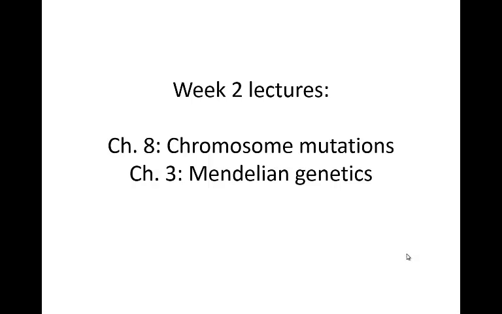So this week we're going to be getting into a little bit more meaty topics. In chapter 8 we're going to start talking about chromosome mutations, and then in chapter 3 we'll go back and talk about Mendelian genetics. The reason why I put them in this order is because first we're going to talk about things at the chromosomal level, problems that can occur. And then we're going to go back and talk about inheritance at the single gene level.